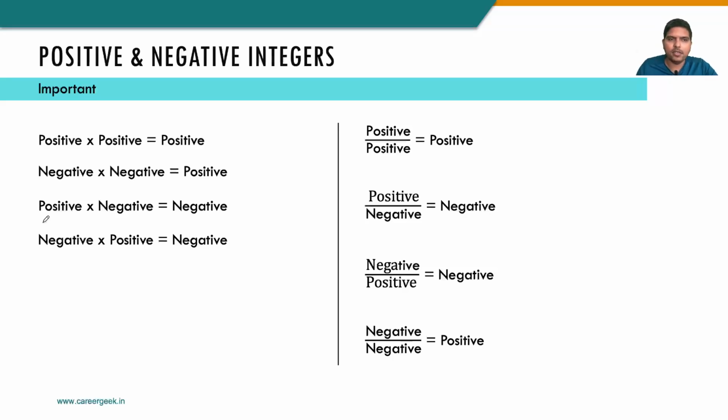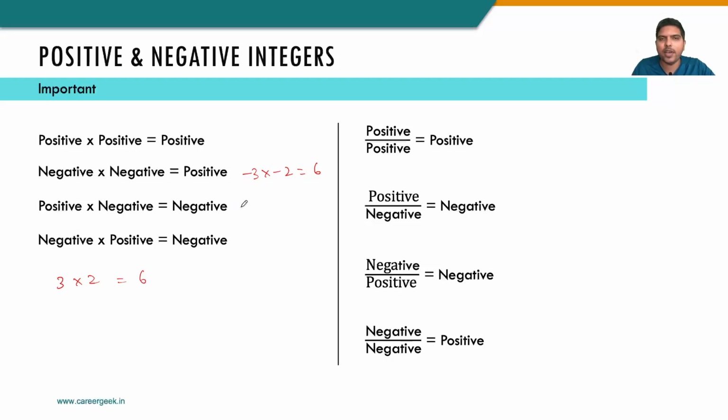Then the product of two positives is always positive. Let's take the same example: 3 into 2 is 6. The next one is negative into negative. Let's say negative 3 times negative 2 is positive. We all know that if two negatives multiply, they end up being a positive, right?